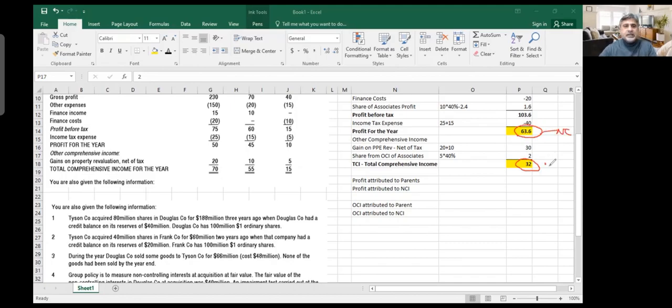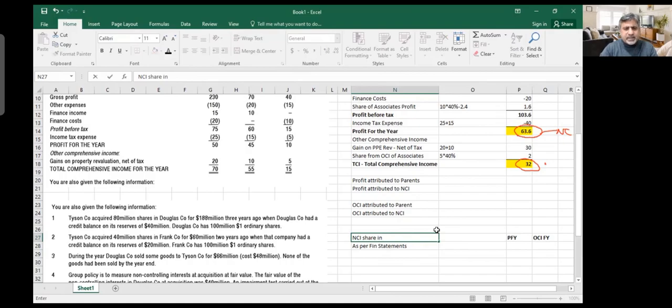So what we do here, we need to make one short working. We'll say as per financial statements, and we have here profit for the year and OCI for the year. So we are talking about NCI share in, what was the name of the company? Douglas. Or NCI at reporting date. Let's call it like this, NCI at reporting date.